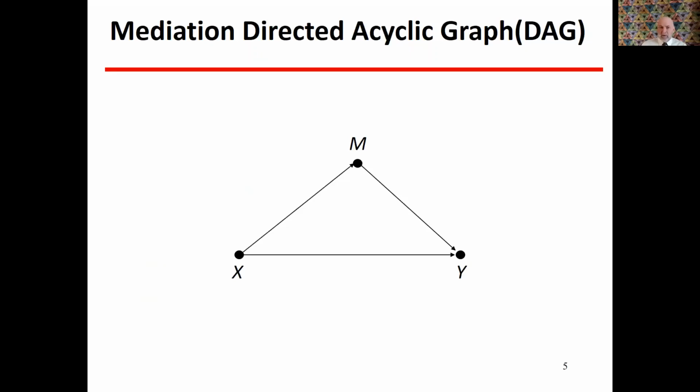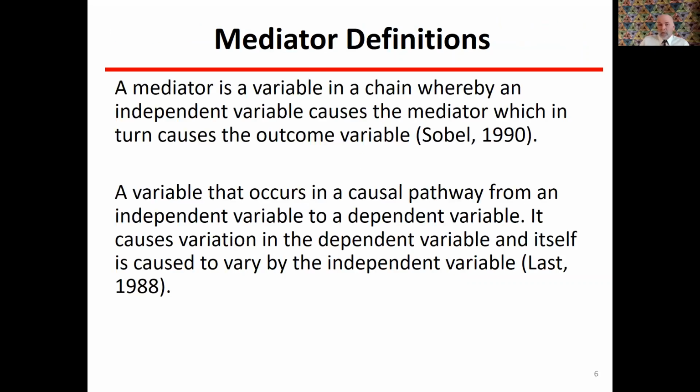Here is the same diagram specified using a directed acyclic graph, or DAG, and this comes out of the modern causal inference literature. It looks the same, except we have dots for variables instead of boxes. But again, we have X to M to Y, and then there's still this direct effect of X to Y that's not through M.